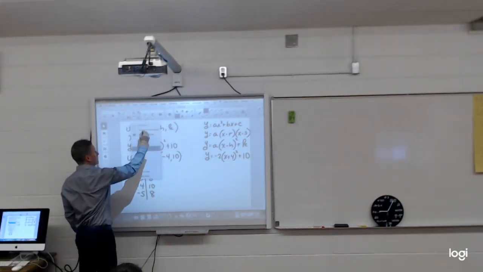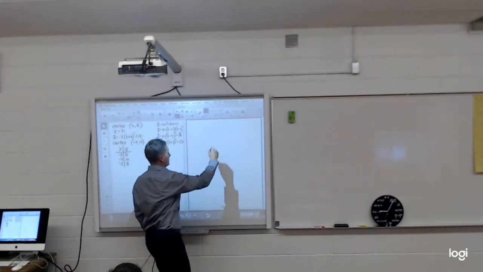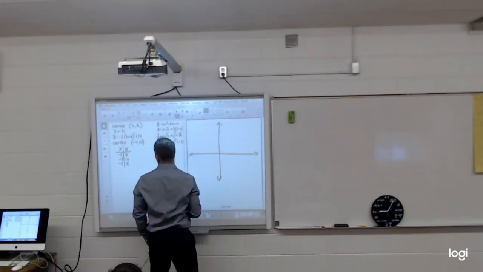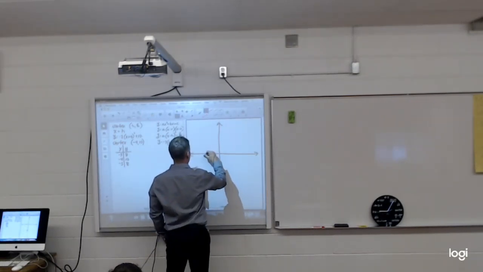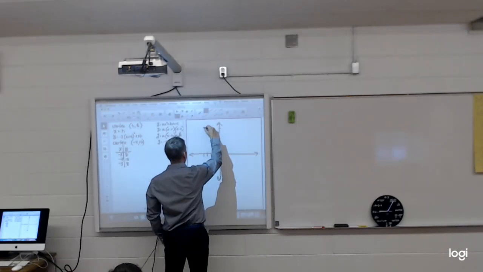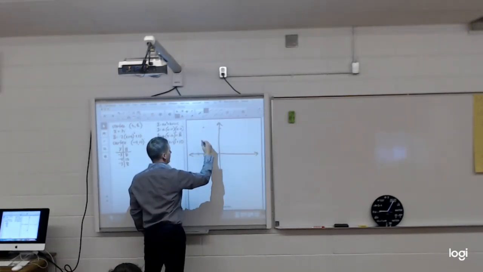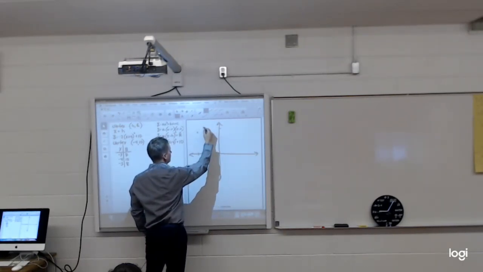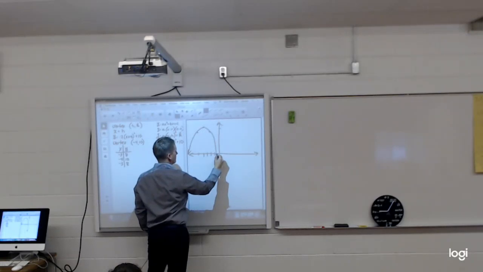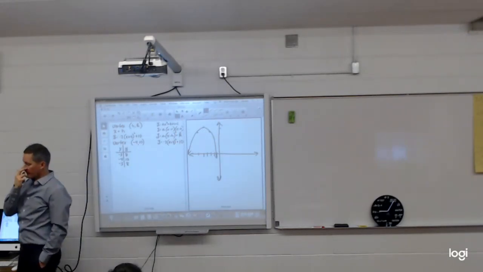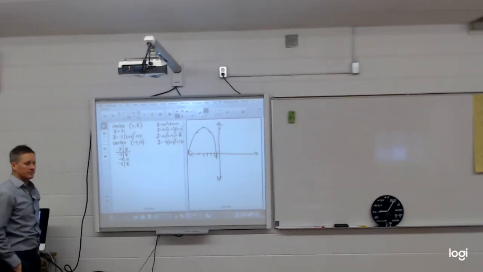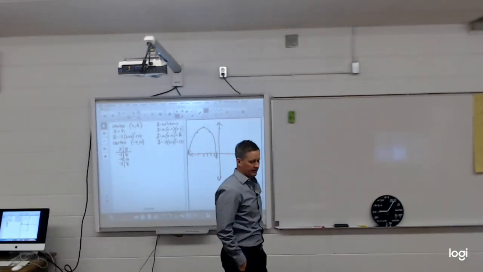So let's graph them. I go to -4 and 10. Let's put it up here. And then I go -5 and 8, which is right here. -3 and 8, which is right here. And I graph it. This is the easiest way in which we can graph a problem, using the vertex form of it.